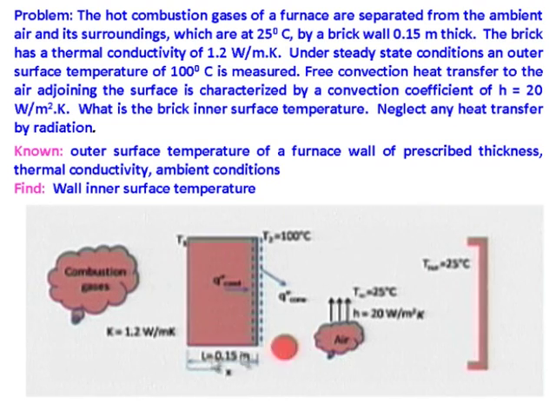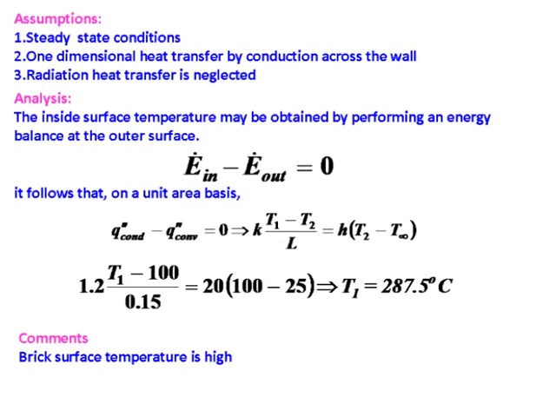As we can see, there are two modes occurring. Here we are also neglecting radiation. So, what we need to find is the inner wall temperature. What are the assumptions? The first assumption is steady state condition, and we are assuming that it is one dimensional heat transfer, and radiation heat transfer is being neglected.